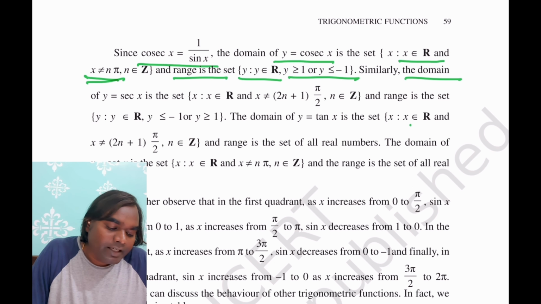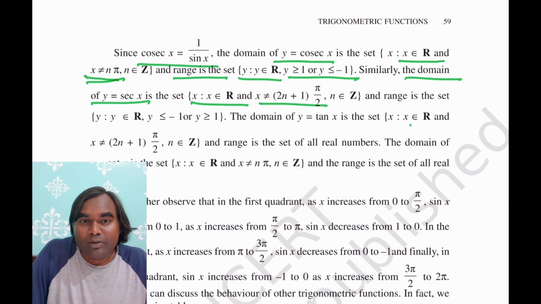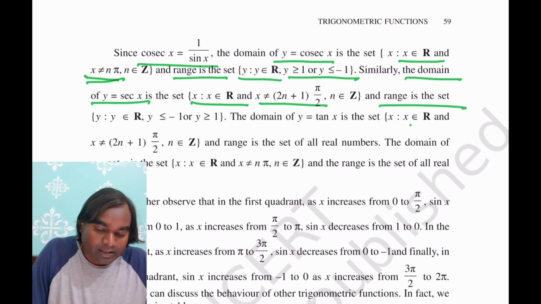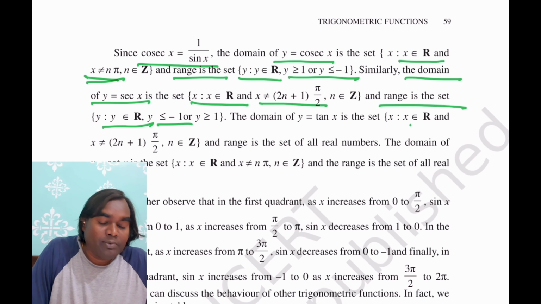Similarly, the domain of y equals sec x is the set of real numbers where x is not equal to (2n plus 1) pi by 2, because you know that sec x is equal to 1 by cos x, and cos x for x equal to an odd multiple of pi by 2 becomes 0. So we will not take the odd multiples of pi by 2 in the case of sec x. And the range is the set of real numbers where y is less than or equal to minus 1, or y is greater than or equal to 1.